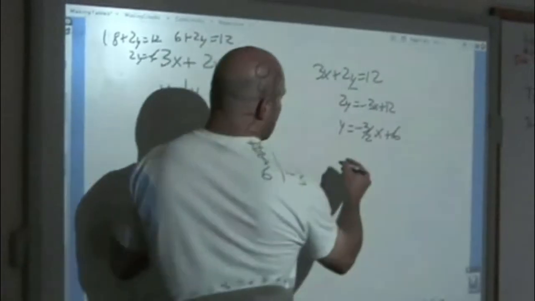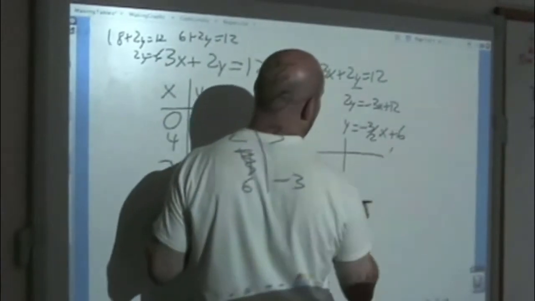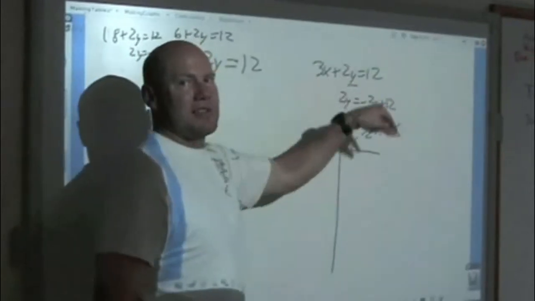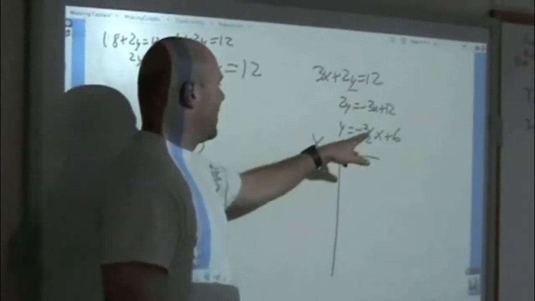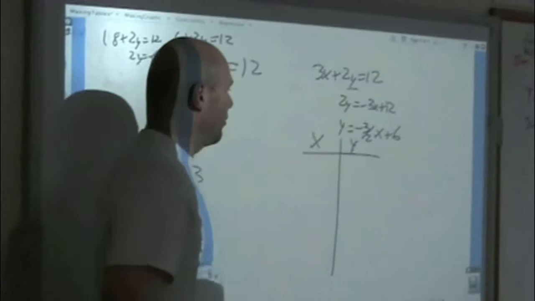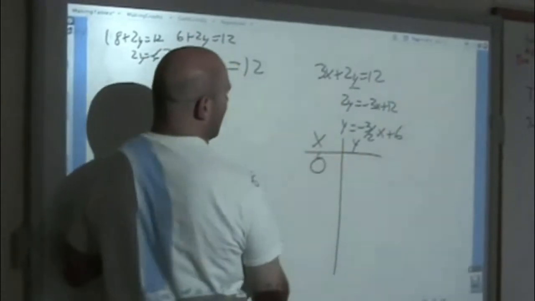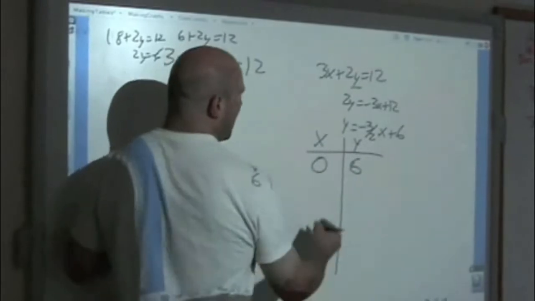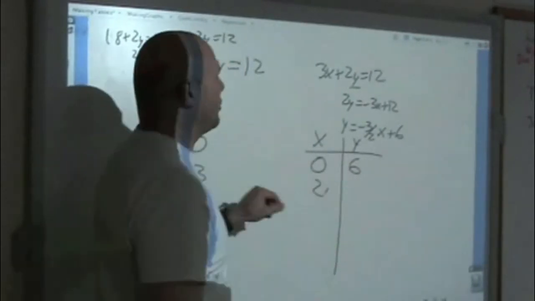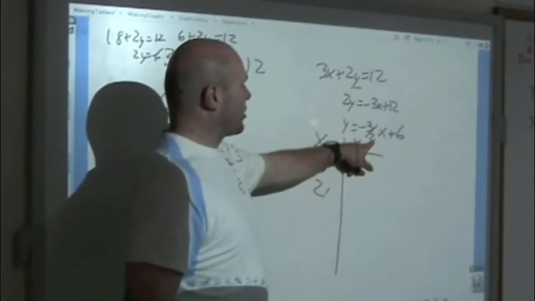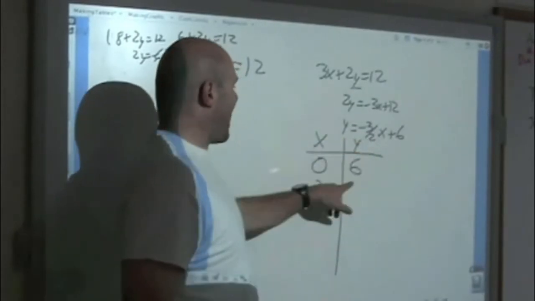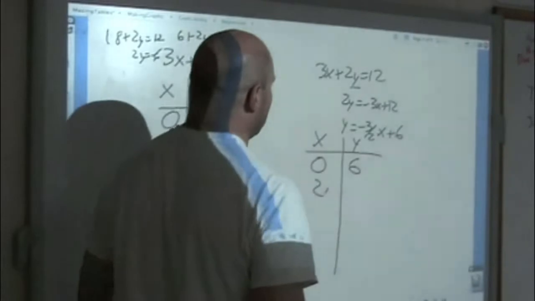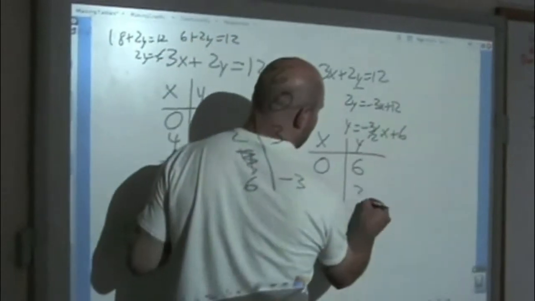All right. So now making a table in a lot of ways is even easier, because now I can just plug in a bunch of x's, and then that x tells me particularly what the y is. So I can plug in x is 0. When I plug in x is 0, this goes away, y is 6. I can plug in x is 2, because this has a fraction of 3 halves. That half and that 2 can knock each other off and make the equation easier for me. So that becomes negative 3 plus 6, which is 3.